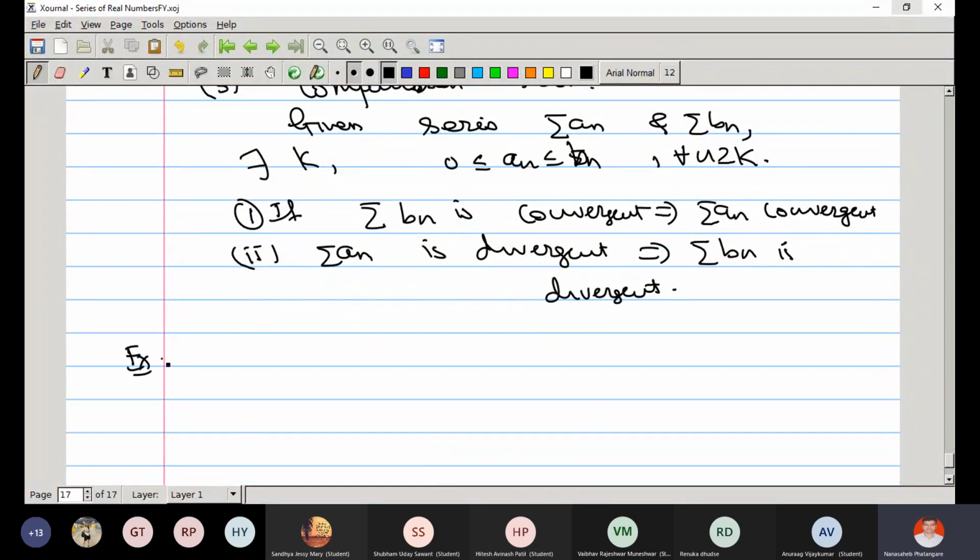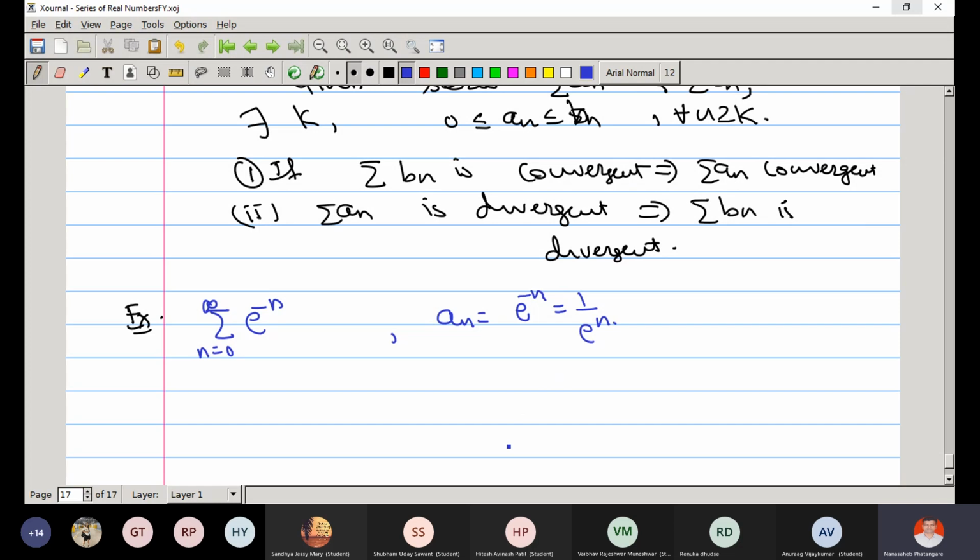For example, let us think about the problem which I gave you yesterday. What was the first problem? E to the power minus n. Am I right? N is from 0 to infinity or 1 to infinity. So what is my term here? An, the nth term of the series, is 1 upon e to the power n, right? Is it correct?